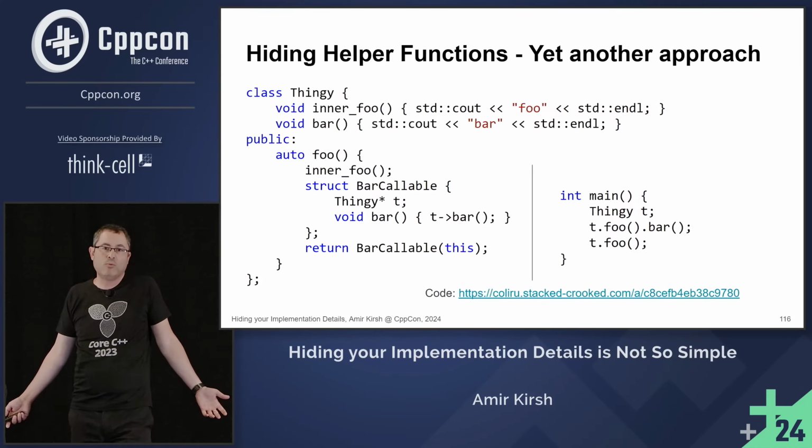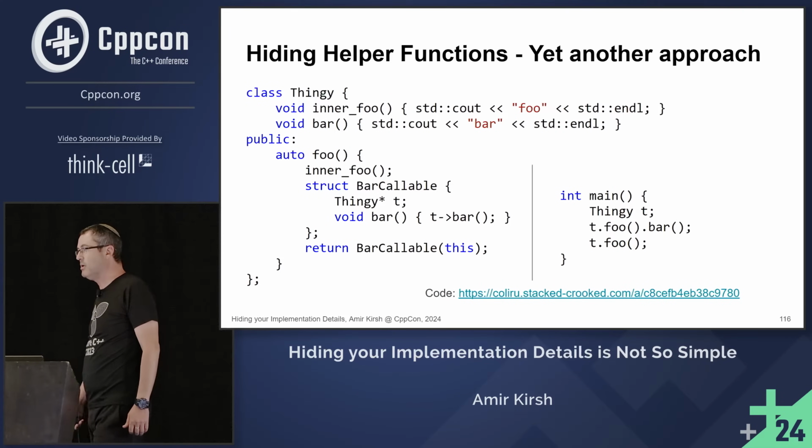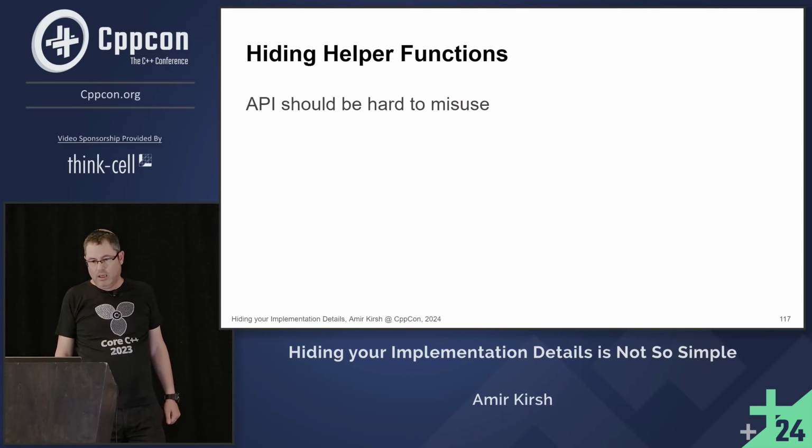I mean, we have to invest some work, but we are not lazy. We want to do that correctly. We don't want to allow you to call bar if you should not. Hiding helper functions, API should be hard to misuse.